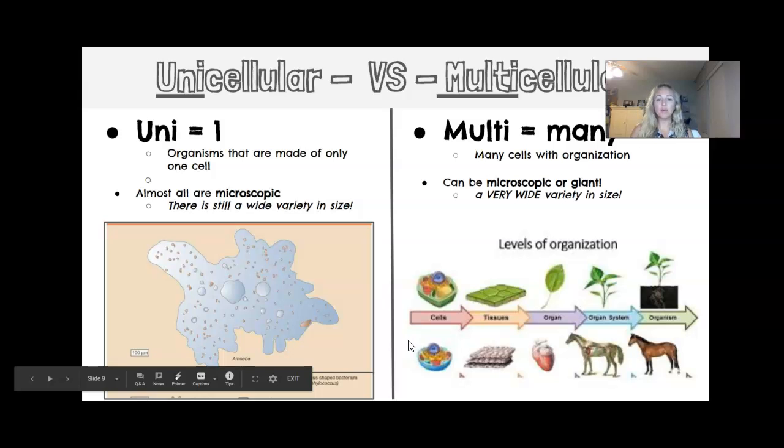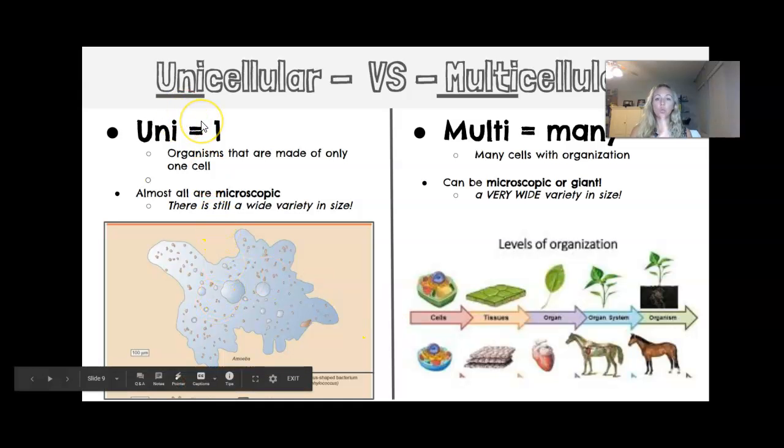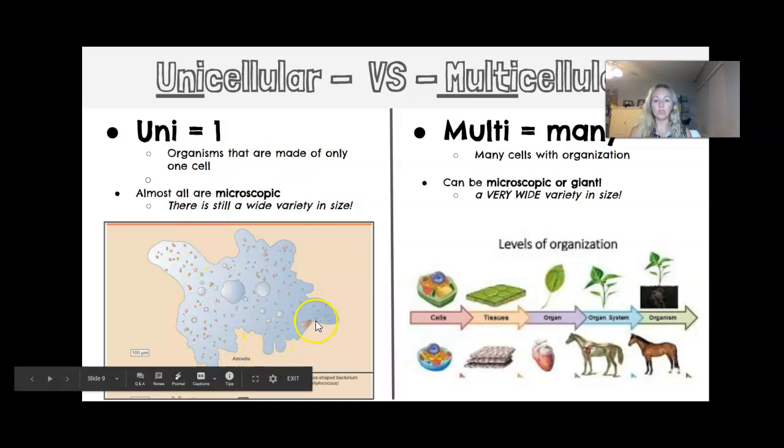All right, so again, we're looking at this vocabulary of unicellular versus multicellular. Uni means one. Cellular means to have cells, right? So unicellular is one cell. Almost all cells are microscopic. They're very hard to see with the naked eye, whether it's a really big unicellular creature or one of your cells or a really small unicellular creature.